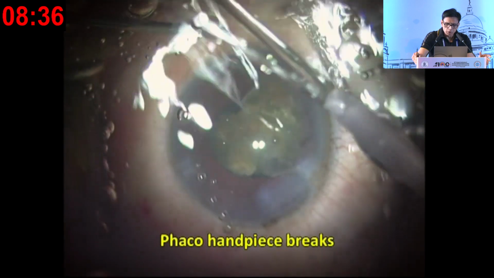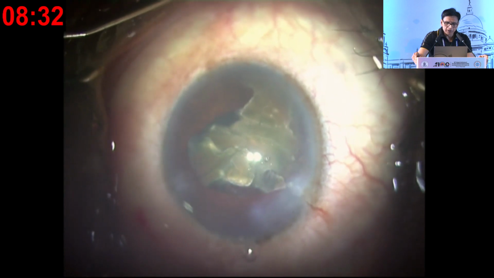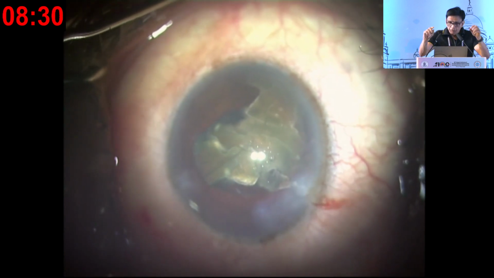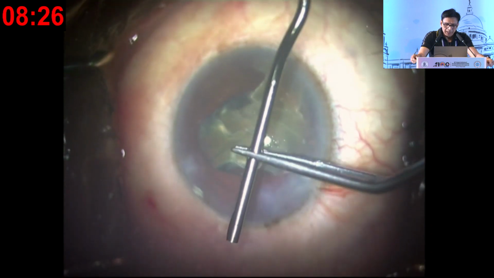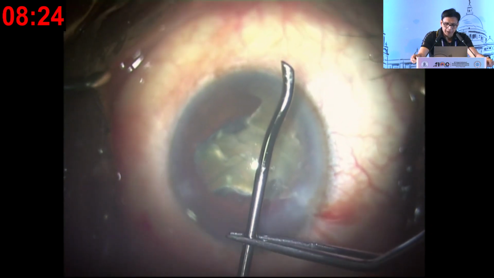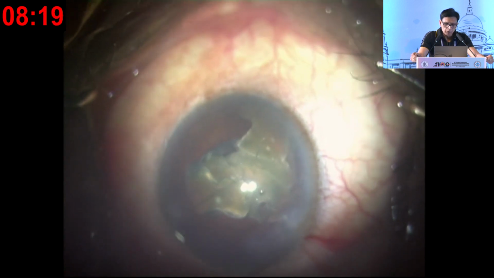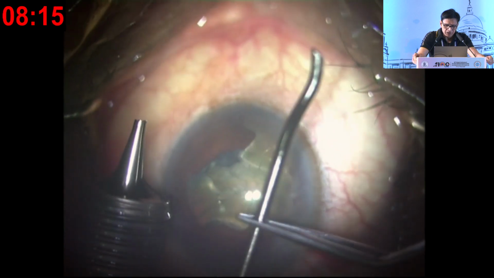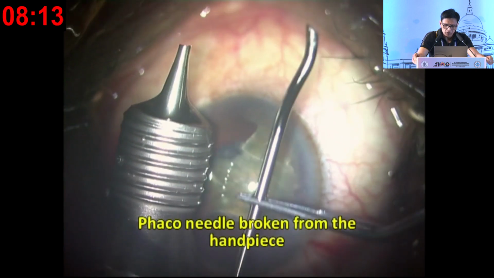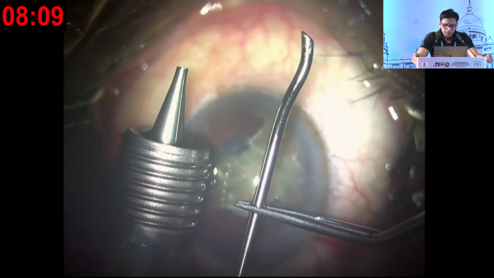the whole thing broke. You see, not only the tip broke, the whole phaco handpiece itself from the base broke. You can see that. And I think I've created some damage behind also, I'm not so sure. But normally the tip breaks. You don't see the full phaco handpiece itself from the base breaking. I've never seen that happening. You know, here you can see the whole phaco needle itself is broken from the handpiece.